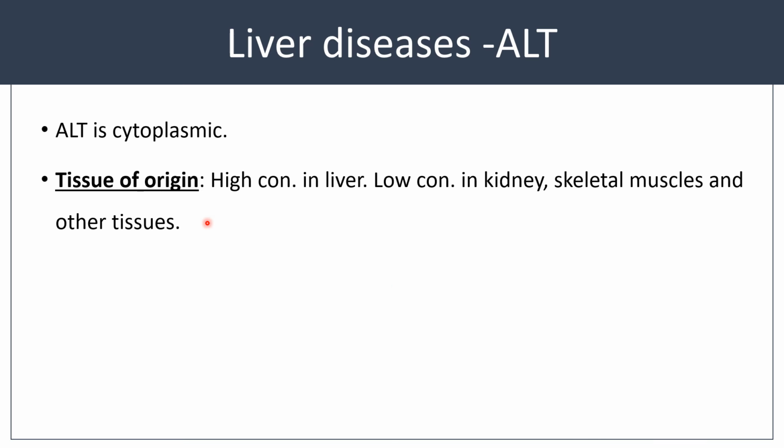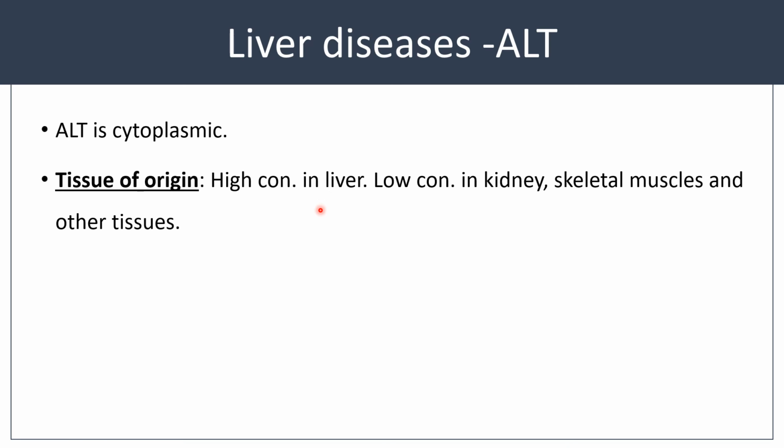ALT is a cytoplasmic enzyme. In AST we have seen it is present in cytoplasm as well as in mitochondria, but ALT is present only in the cytoplasm, mainly of liver. It is present in very high concentration in liver, and in very low concentration in kidney, skeletal muscle and other tissues. So if ALT is elevated, it is mainly due to liver damage.